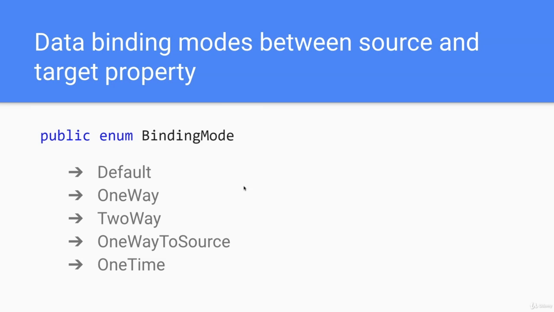Two-way means data goes both ways between source and target. One-way-to-source means data goes from target to source. One-time means data goes from source to target, but only when the BindingContext property of the view changes. Hopefully, this explains a thing or two. Let's go back to the code.